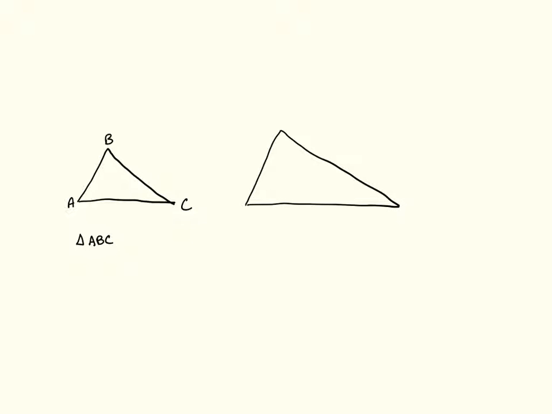Okay, now in your notes, I want you to draw a triangle. This is going to be triangle ABC. So this angle is going to be A, this angle up here is going to be B, and this angle over here is going to be C. Now, I want you to try and draw the same exact triangle, only maybe a little bit bigger. And we're going to call that triangle XYZ.